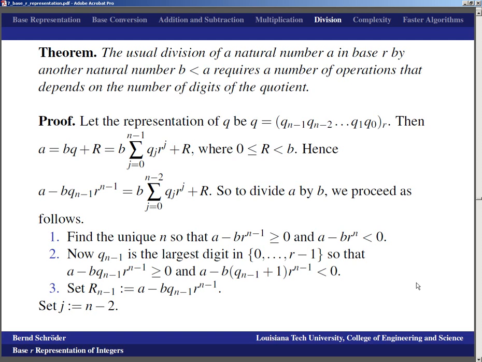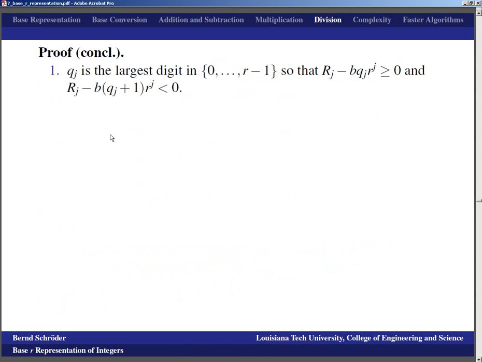And now we act recursively. We said j equals n minus 2. And now we continue, because if now we have our r sub j, then we let q sub j be the largest digit between 0 and r minus 1, so that r sub j minus b times q sub j times r to the j is greater or equal than 0, and so that r sub j minus b times q sub j plus 1, r to the j is smaller than 0. So we continue to do exactly this thing that we do in the division algorithm.